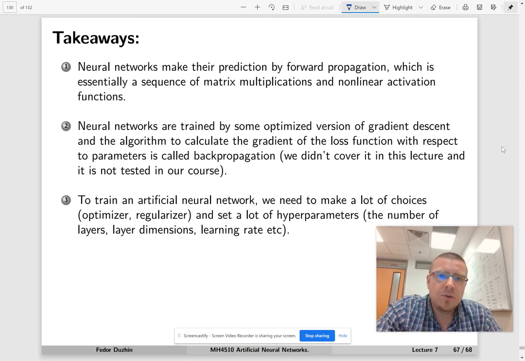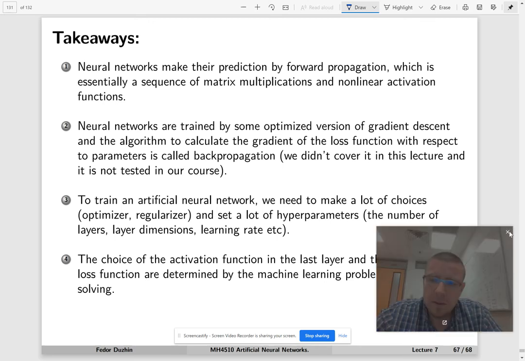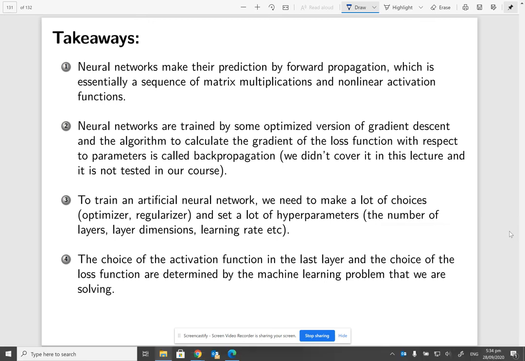So to train a neural network, we need to make a lot of choices, and there are a lot of hyperparameters that I need to define. Some of the choices here are not up to us, as they are determined by the type of machine learning problem, and these are the activation function in the last layer and the loss function. The rest of this, the number of layers, layer dimensions, learning rate, weight decay, dropout rate, the type of regularizer, the type of optimizer, and so on and so forth.